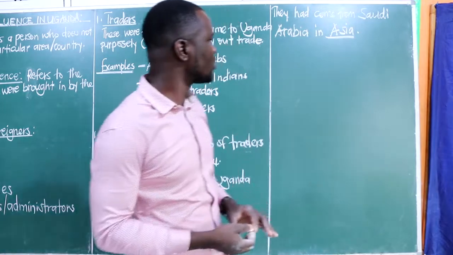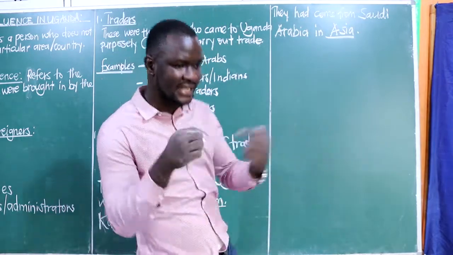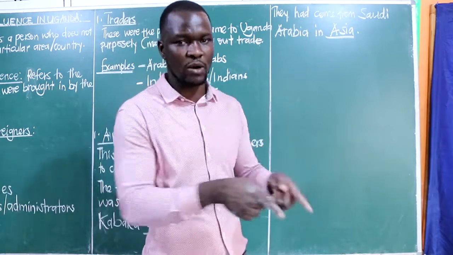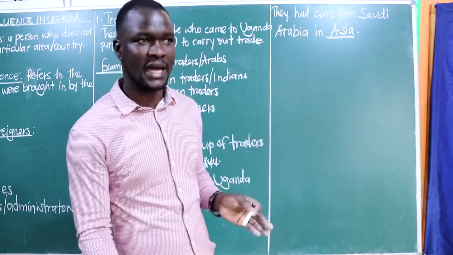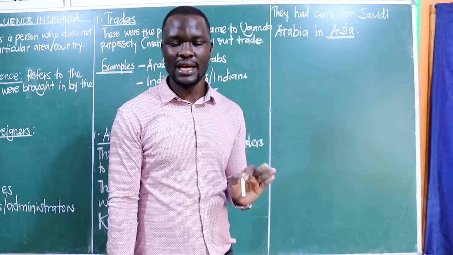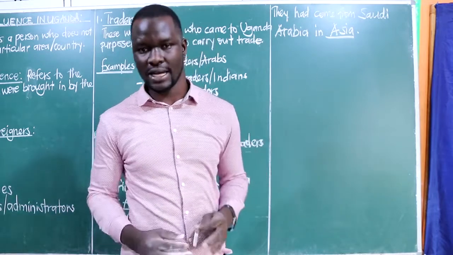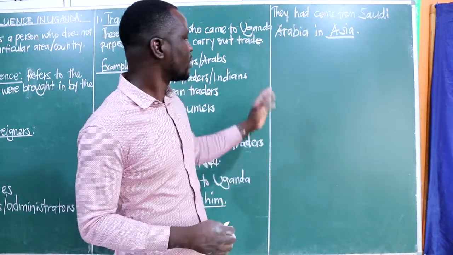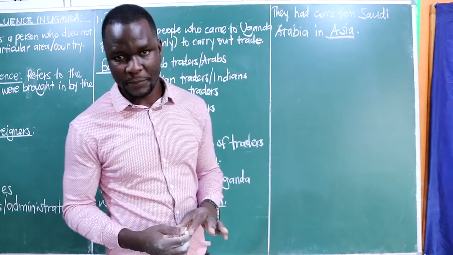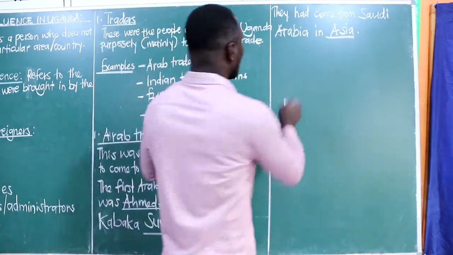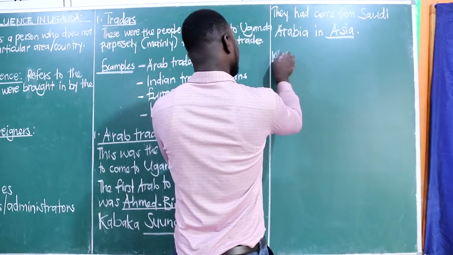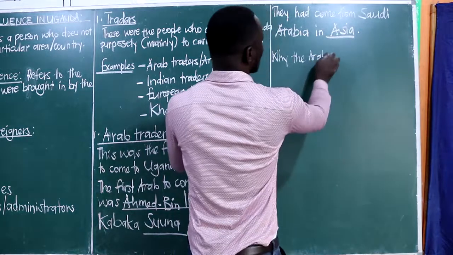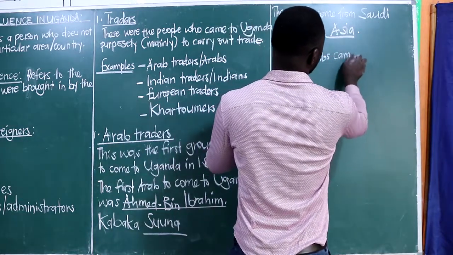So we also need to note that before these Arabs entered Uganda, or before they entered into the interior of East Africa, we shall say that they had settled at the East African coast. So they now entered Uganda. Now, we are going to be looking at the reasons why the Arabs came to Uganda.